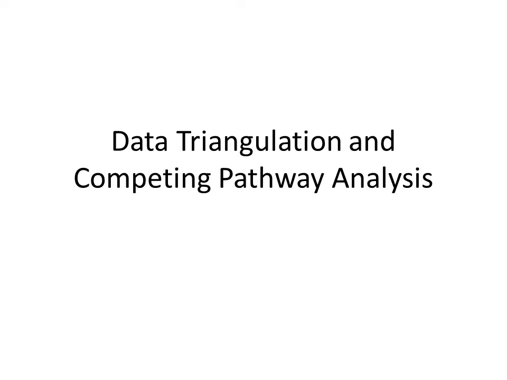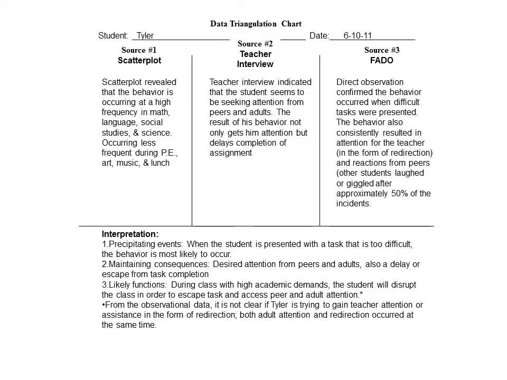We're going to go through the process of data triangulation and the competing pathway analysis. This is the point where we begin to move from assessment to intervention planning and development. The purpose of triangulation is to compare at least three sources of information and look for consistency.